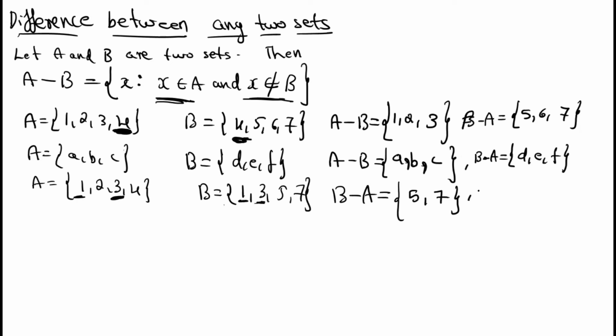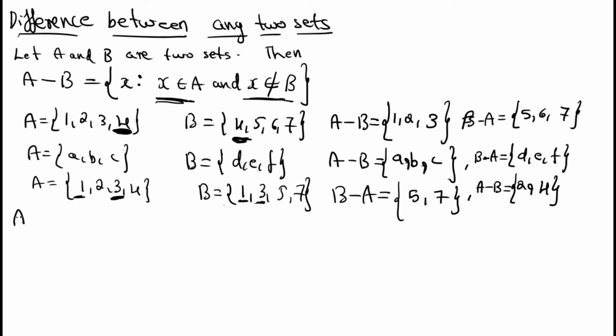Okay, now here find A difference B. A difference B is equal to elements of A which are not in B. 1 is in B, 2 is not in B, so 2 we can write. 3 is in B and 4 is not in B. So 2, 4. Okay, this is the value of A minus B and B minus A.